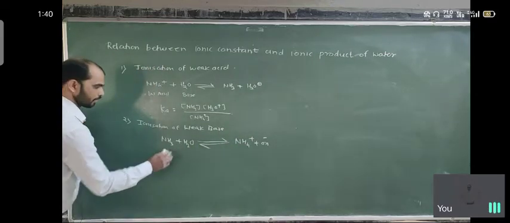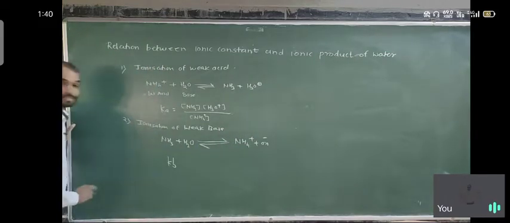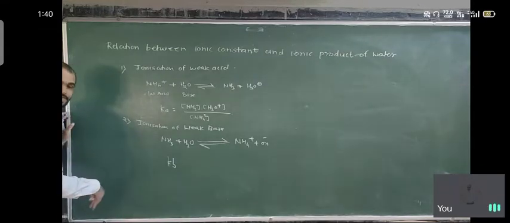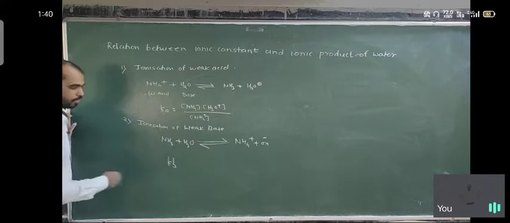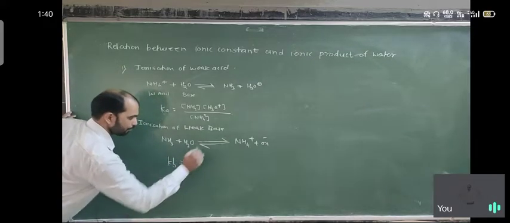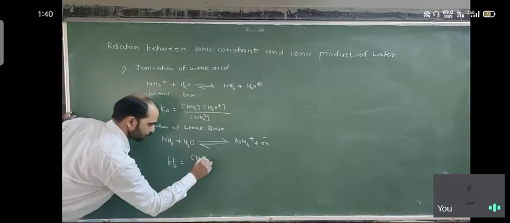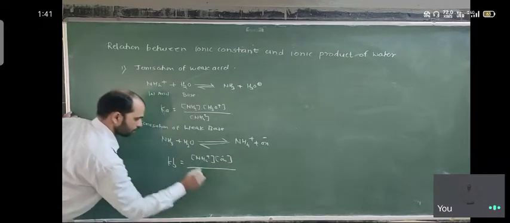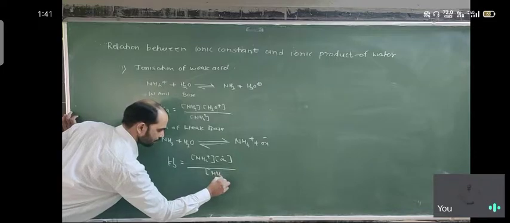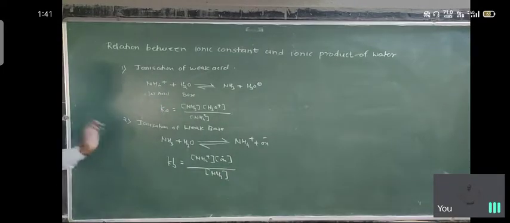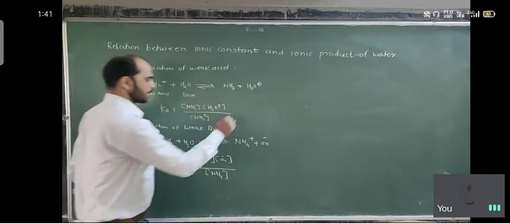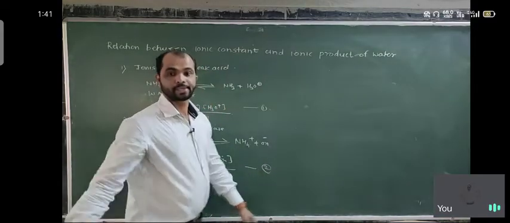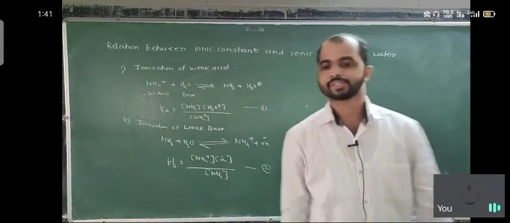So the same thing for the base, we are applying the same equation. First of all we take K, then take the constant for water, the same as in the first point. So Kb is equal to the product NH4 plus into OH minus upon the concentration of NH3. There is no need of water, so it is the Kb. So here is equation number 1 and equation number 2. We obtained the two equations.